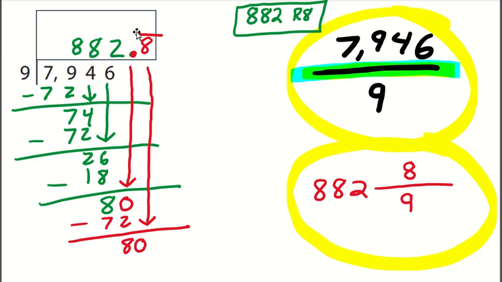There's 4 ways to answer this problem: decimal, remainder, write it as an improper fraction, or a mixed number.